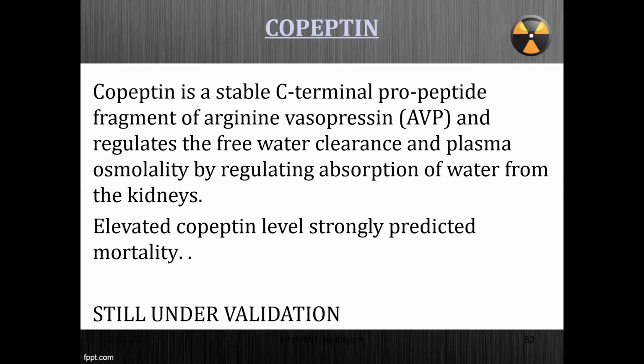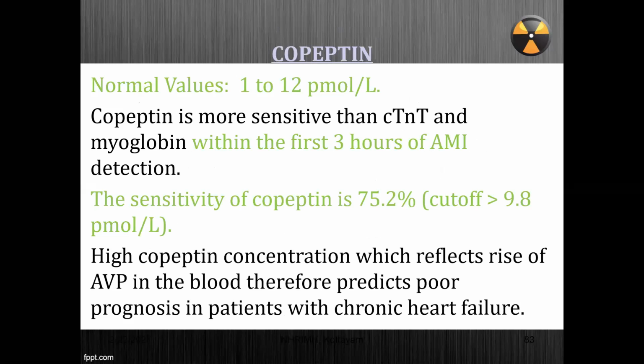Copeptin. The normal values are 1 to 12 picomole per liter. Copeptin is more sensitive than cTnT and myoglobin. Within the first 3 hours of AMI detection, the sensitivity of copeptin is 75.2 percent. High copeptin concentration reflects a rise of AVP in the blood, and therefore predicts poor prognosis.